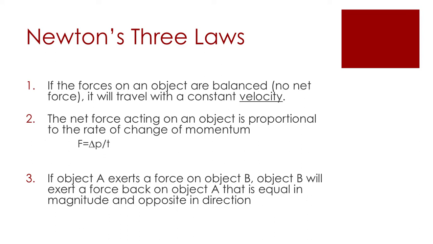Okay, let's start with the review of Newton's three laws. I'm sure you know them already. So the first one: if the forces on an object are balanced, i.e. there's no net force, it will travel with a constant velocity. Now sometimes people say for this one, an object at rest stays at rest, and an object in motion stays in motion. But there's really no distinct difference between those. If you're at rest, you do have a constant velocity. It just happens to be zero.